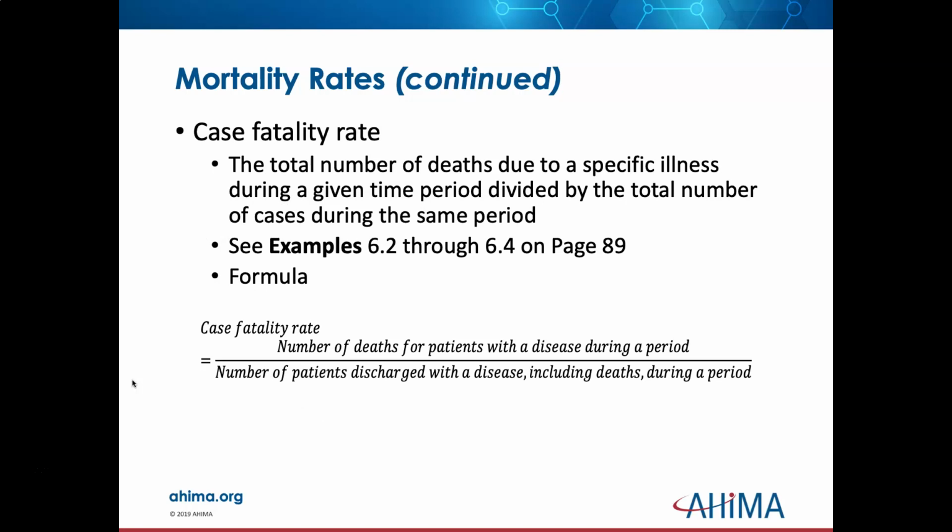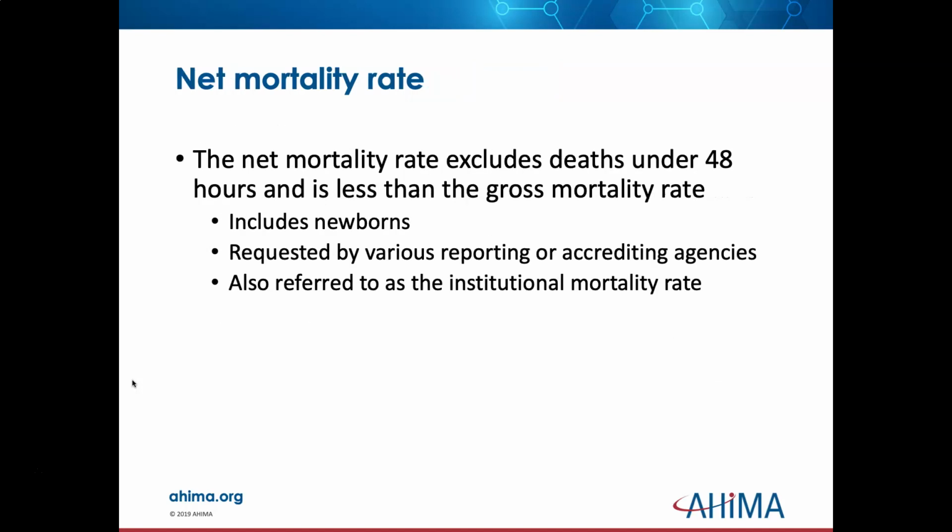Moving on to case fatality rate. This is the total number of deaths due to a specific illness during a given period of time divided by the total number of cases during that same period. There are 3 examples of this on page 89, example 6.2, 6.3, and 6.4. Those are all really good to walk through to help you see how this formula works.